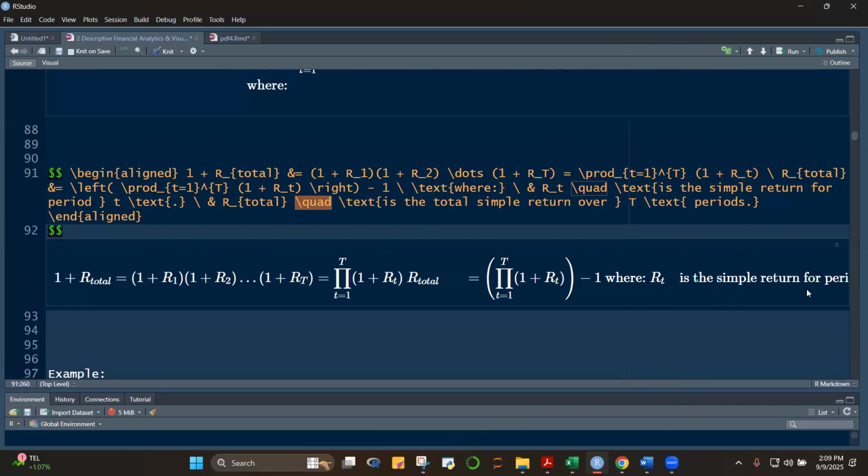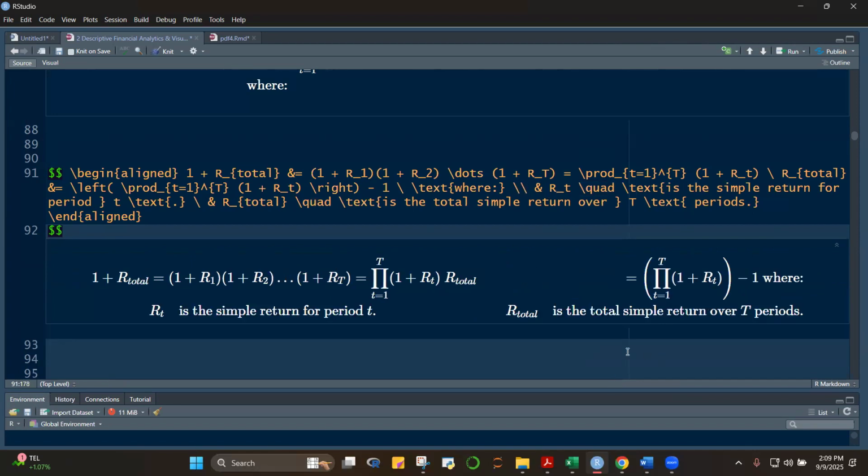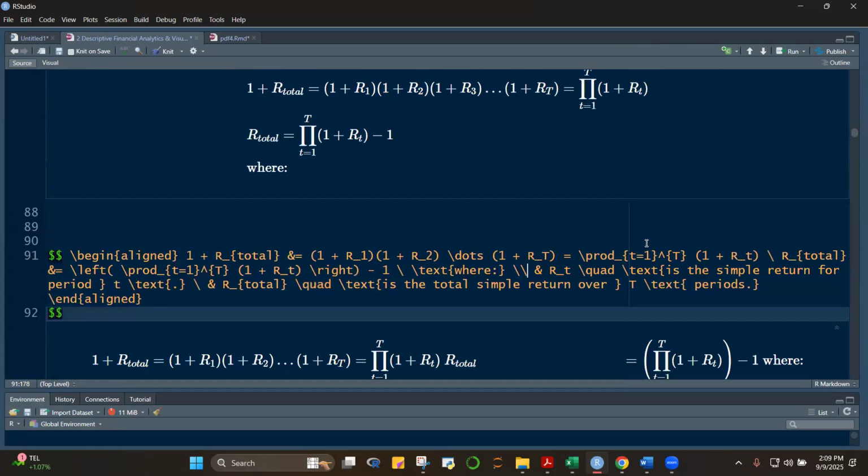Where R sub t is the simple return for period t. Okay, I'll just put here. There you go. We can see. R sub t is a simple return for period t, and R total is a total simple return for t periods. Okay, so let's write that.